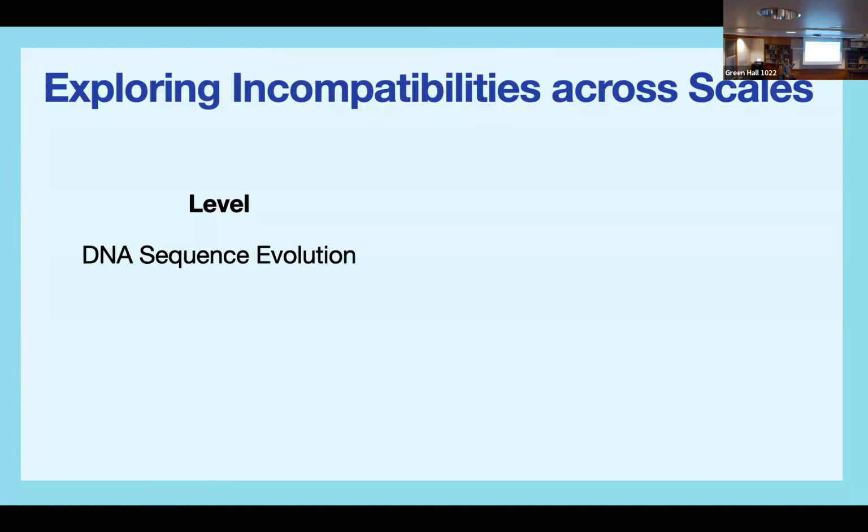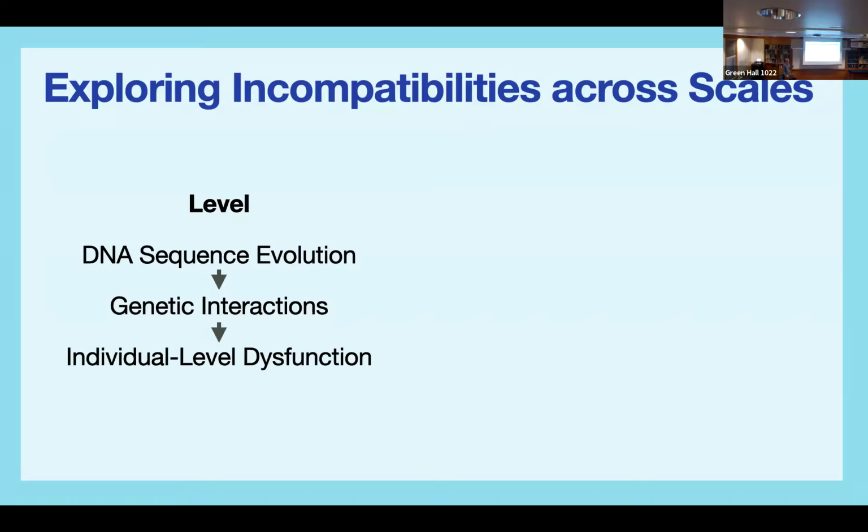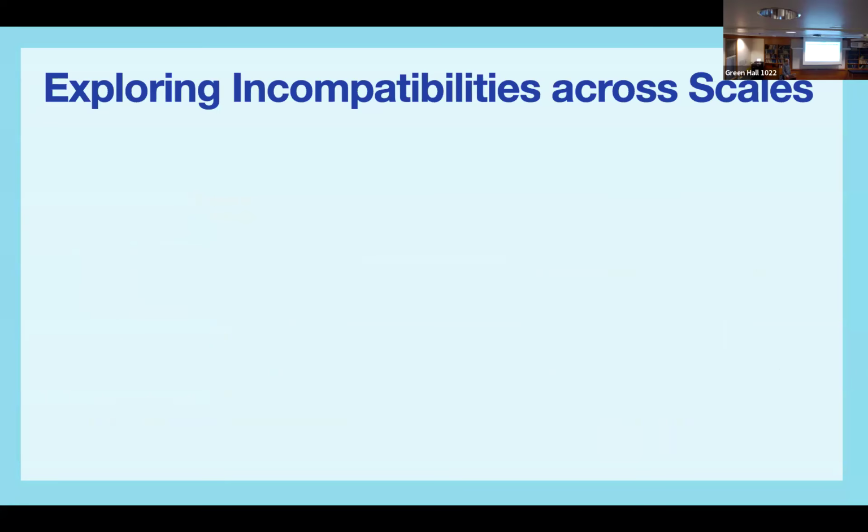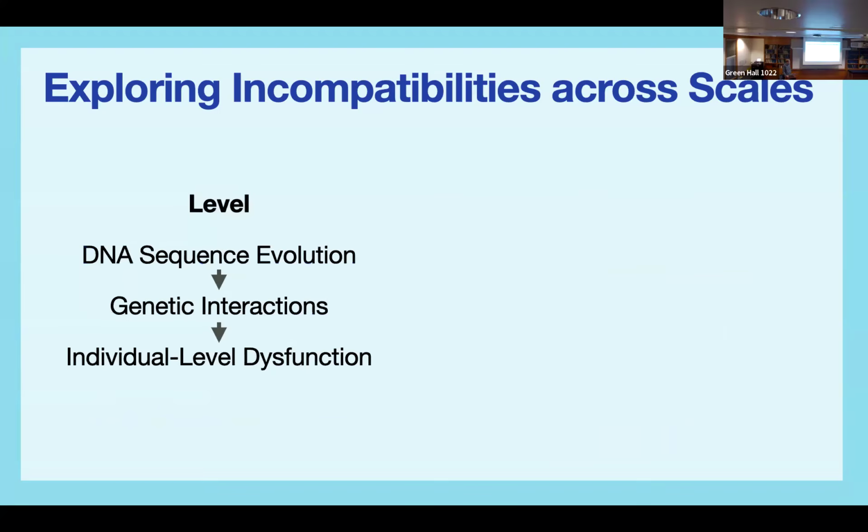So starting with, say, what are the differences in DNA sequence that lead to these incompatibilities existing? What are the genes that are interacting? How does this create individual level dysfunctional phenotypes? And finally, what does this do for broader species level evolution? And again, I am going to breeze through a bunch of different methods from which we explore these things. And I just did it again.